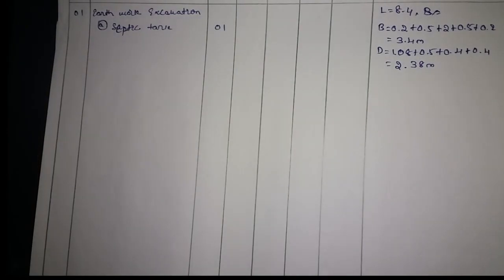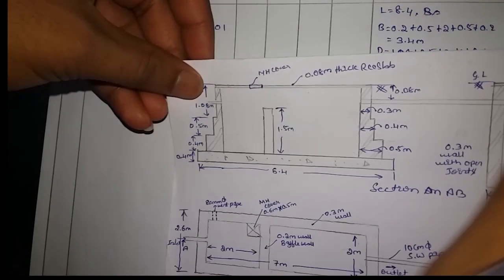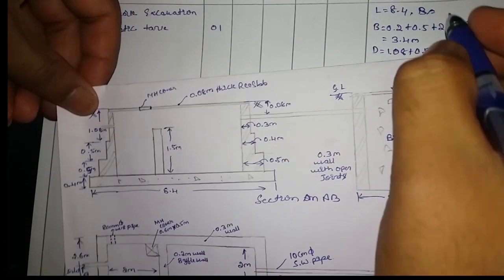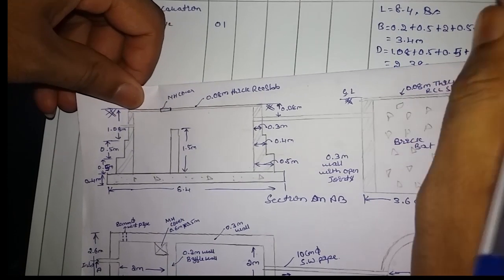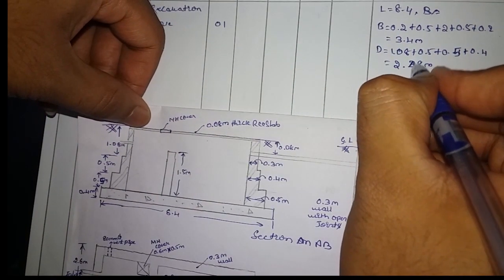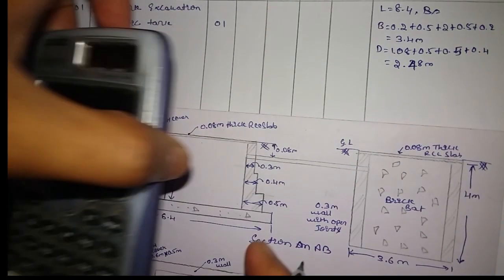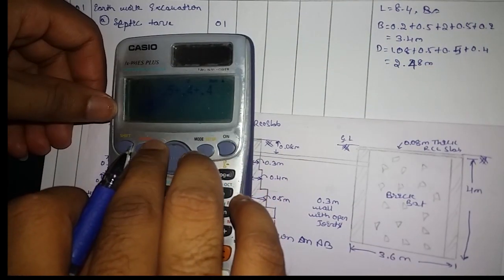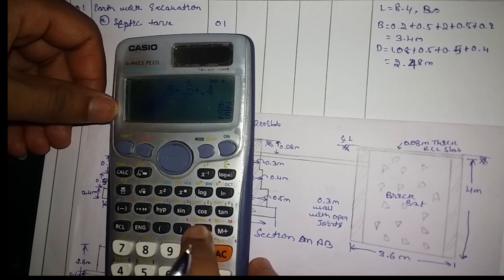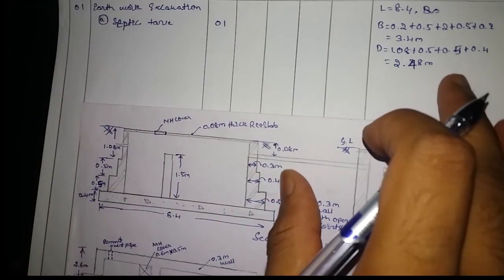Yes, it is 0.05. Sorry, some mistake has happened. This is 0.5. Okay, now your value has become 0.5. This is also 0.5, so this will become 2.48. So I'll do it once again. So 1.08, 0.5, 0.5 plus 0.5, 0.4, so you'll get 2.48. So this is your depth.